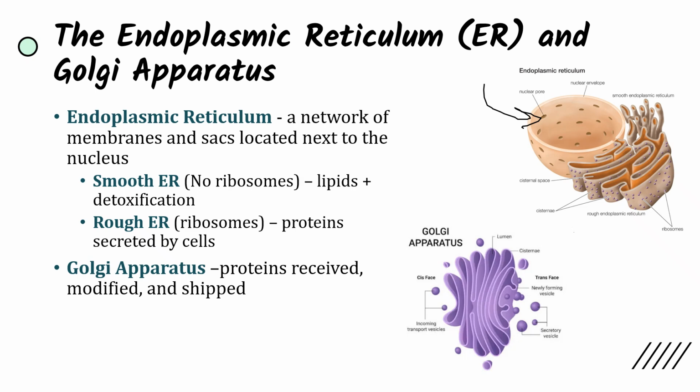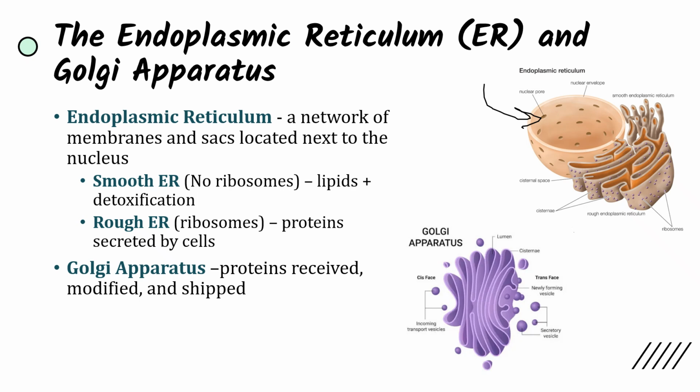The smooth endoplasmic reticulum is going to create lipids, while the rough endoplasmic reticulum has ribosomes bound to it, so it will be creating proteins. Each of them has a purpose, but only the rough endoplasmic reticulum is going to have a ribosome. So if we're trying to develop a protein, then we're going to start in the nucleus.